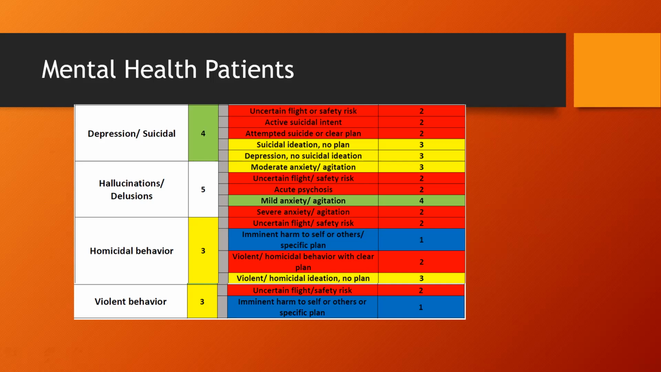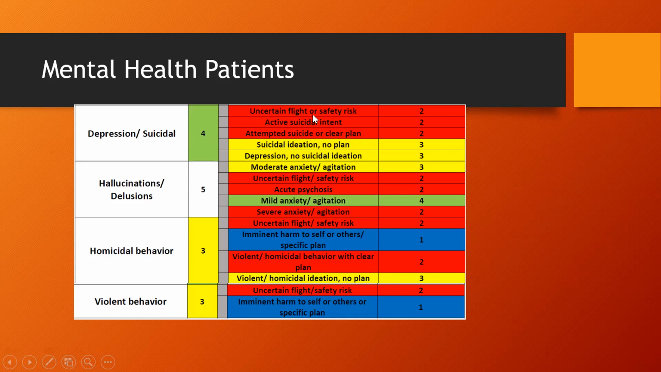So I just wanted to cover a couple of things where I often see CTAS discrepancies that I think we could probably improve on. Number one is our mental health patients. This is actually right from CTAS about what the different priorities are. At a base score for depression, suicidal, their base CTAS score is a 4.